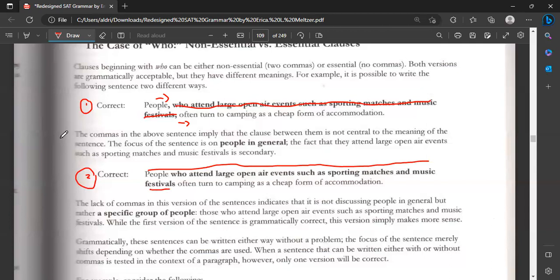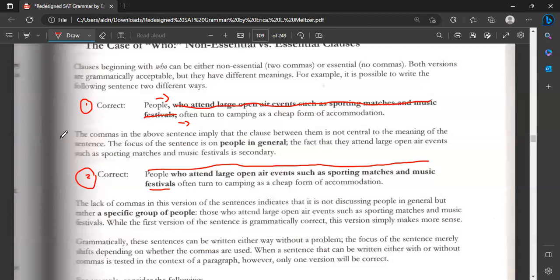So the second clause is talking about a specific group of people, people who attend large open air events. But the first one is talking about people in general. The "who attend large open air events such as sporting matches and music festivals" is just secondary information. That's non-essential. But in the second part, we're looking at a specific group of people, those people who attend. So it's very essential, and that's why there are no commas. Does that make sense?